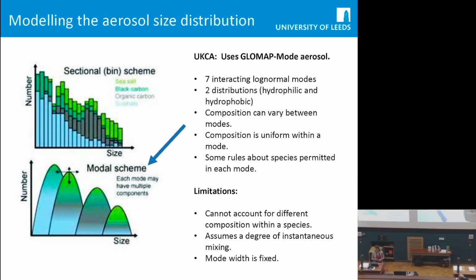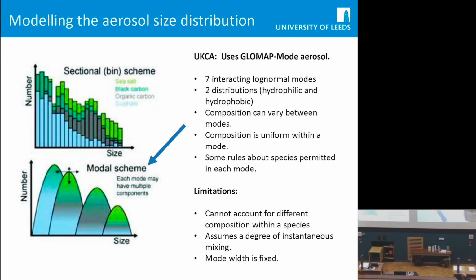So, as I said, the GLOMAP-mode scheme is the one that's in UKCA, and it's modal, so that's represented by the image at the bottom here. And the top one, again, is an example of the predecessor sectional scheme, where you can see that within each bin, it's divided up into contributions from those different components. It's the same in the modal scheme, in that we can track how much of each component is present in each mode.